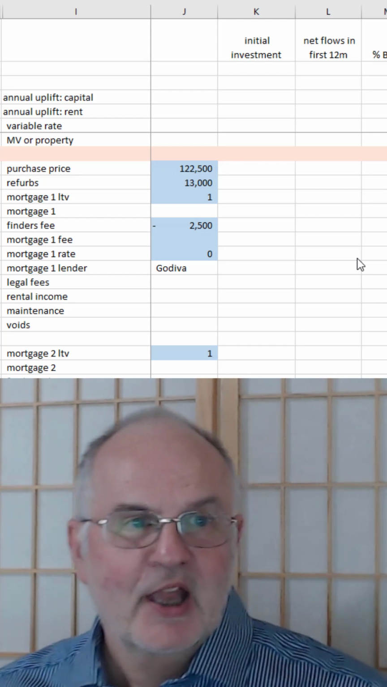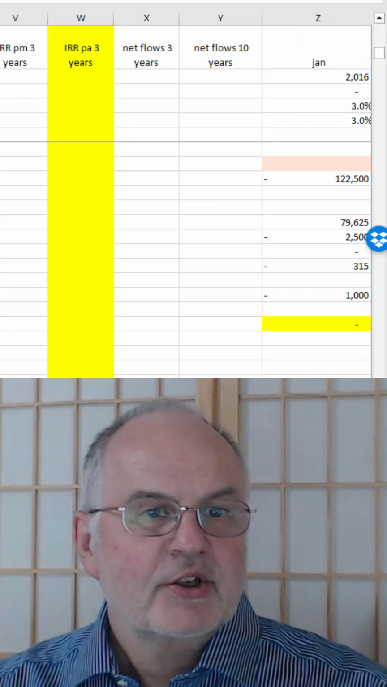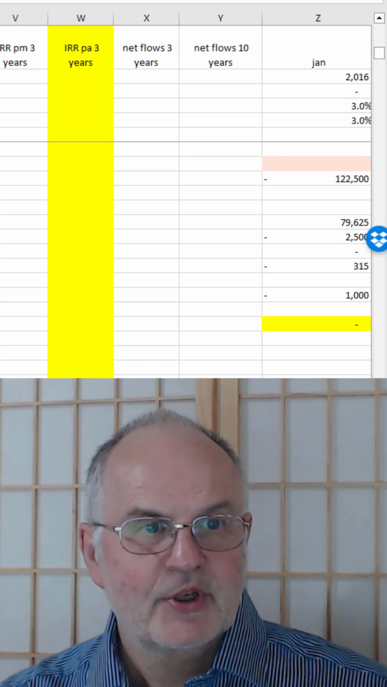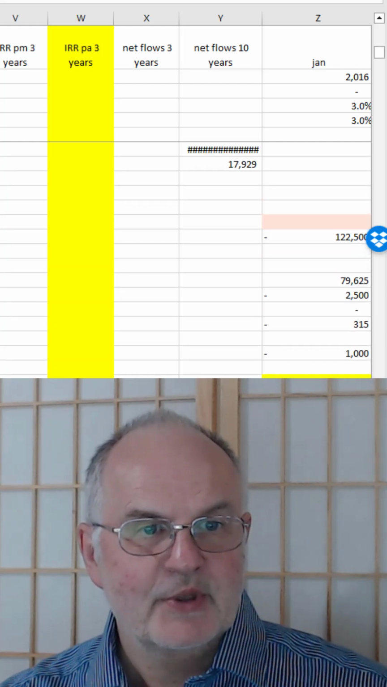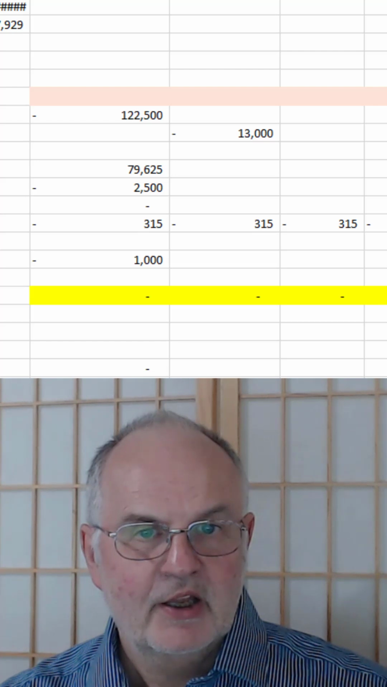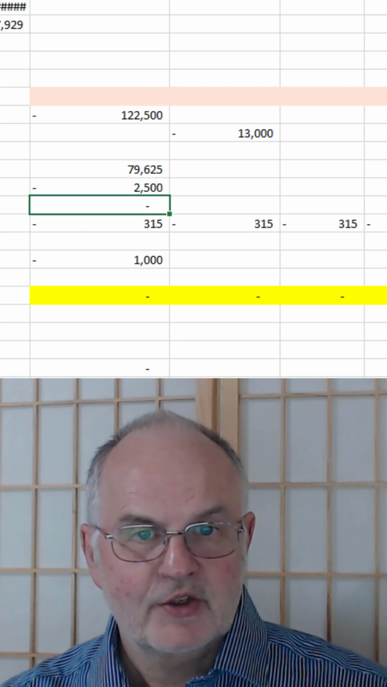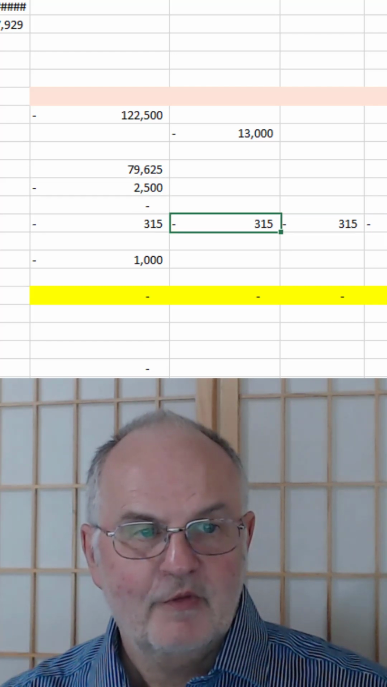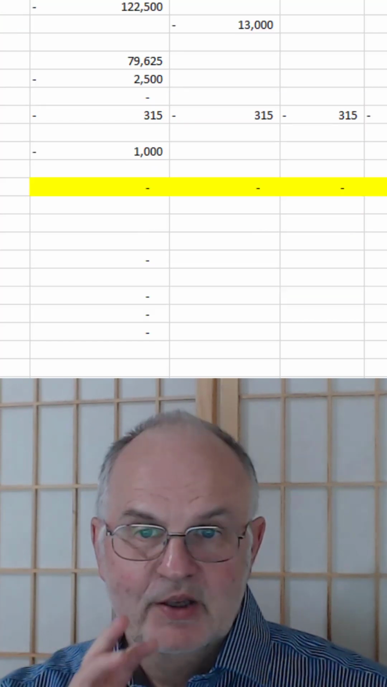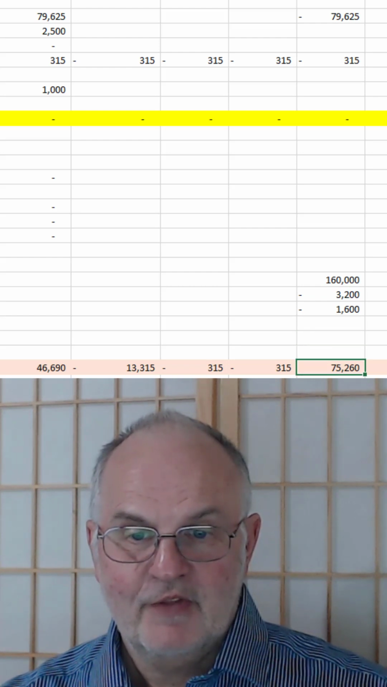I'm going to show you an example, a calculation I did some time back. In this property, I purchased it for 122,000 and spent 13,000 on refurbs. This is if I flipped it. So I buy it for 120,000 and get an initial 79,000 mortgage. I pay a 2,500 finder's fee, my mortgage is 315 per month, I pay 1,000 in legal fees, and 13,000 on refurbs. I sell it in 6 months, and that gives me 75,000 in cash.